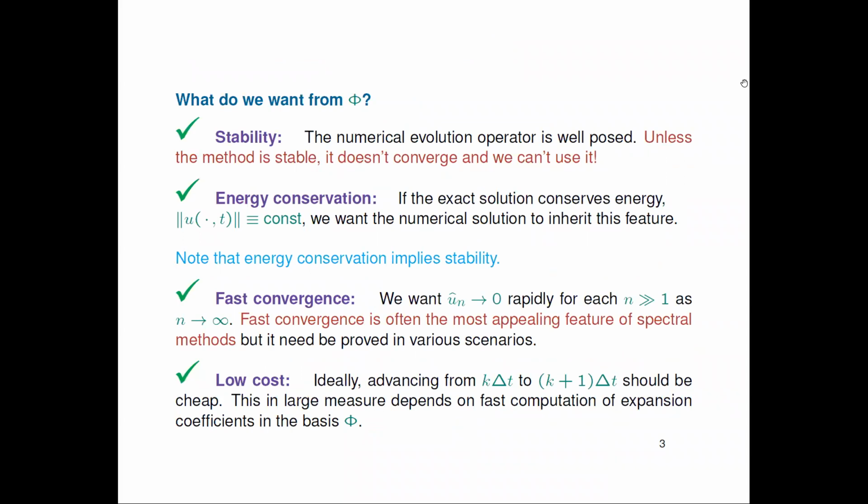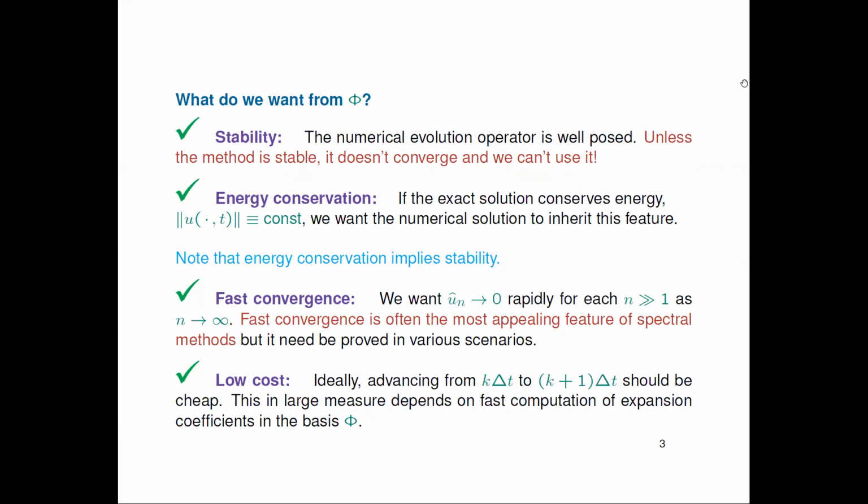So what do we want from this orthogonal system? We want several things. One is stability. The original operator is well posed, and we want the numerical discretization to be well posed also. We want energy conservation. If it so happens that the exact solution conserves energy or conserves mass, like for example the Schrödinger equation or the wave equation, we want the numerical solution to inherit this feature. And this, by the way, implies stability.